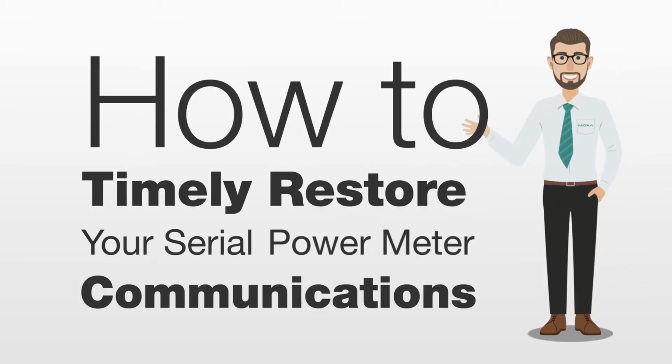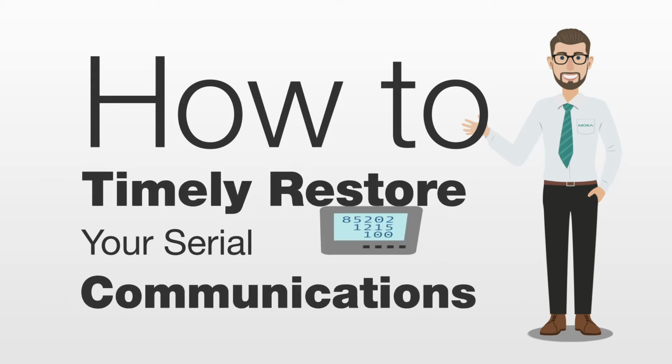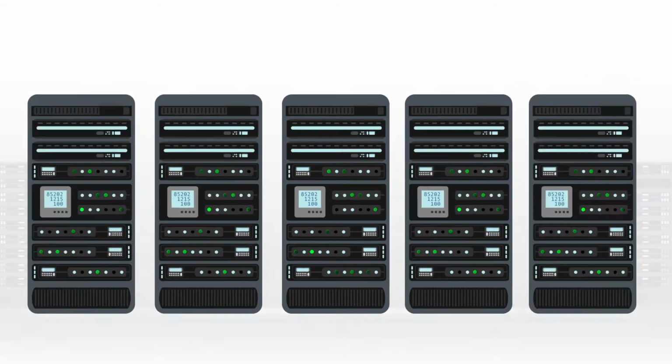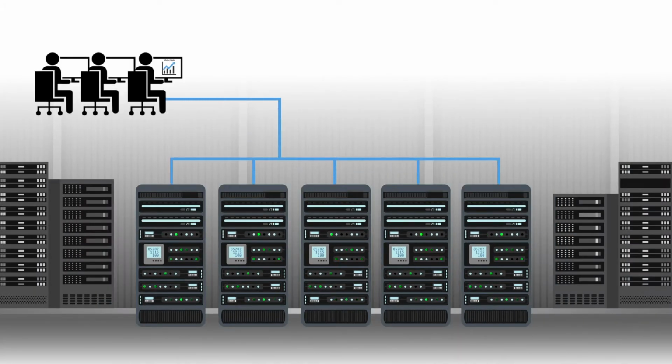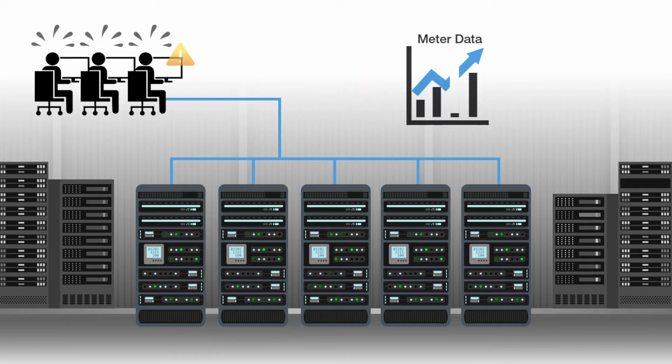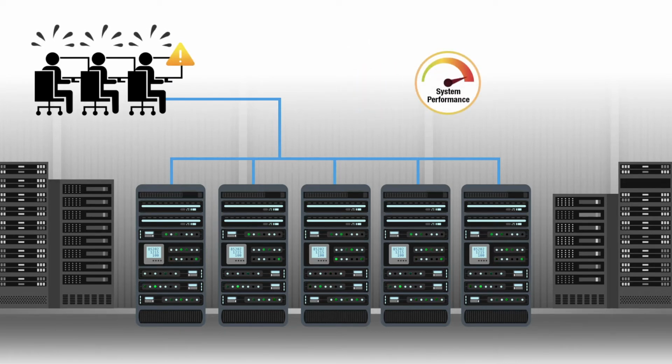This short video will help you better understand how to timely restore your serial power meter communications. Power meters are widely used to monitor power quality for ensuring smooth operations in data centers. When you can't receive the power status due to a communication error, you won't have sufficient meter data to detect an abnormality in advance to maintain system uptime.